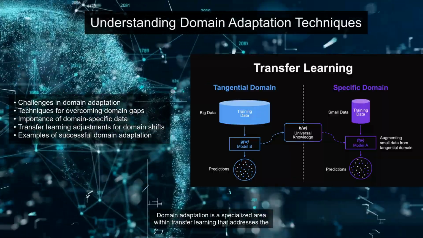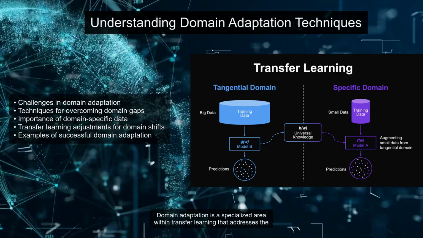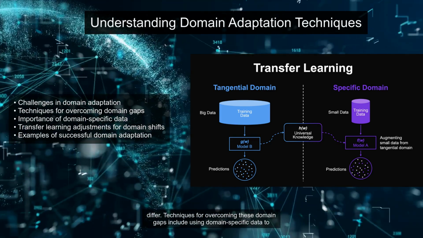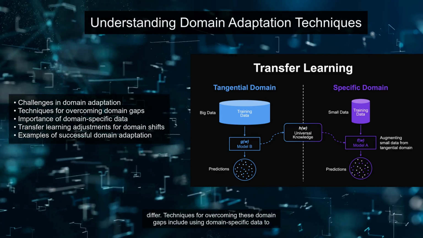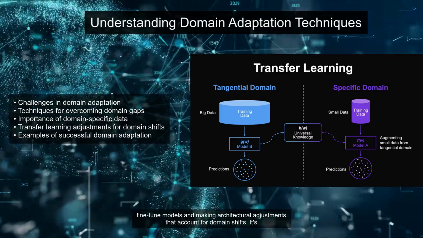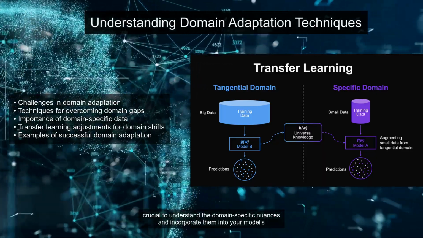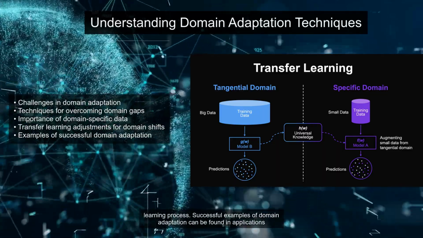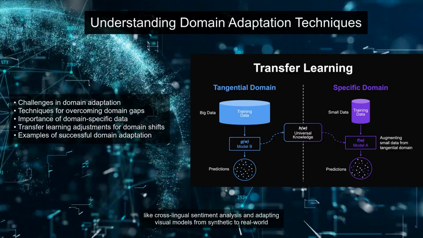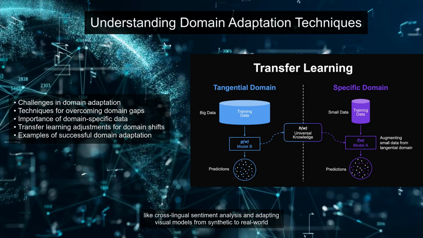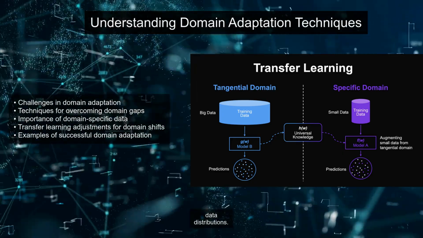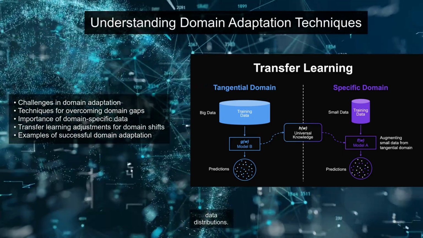Domain adaptation is a specialized area within transfer learning that addresses the challenges posed by domain shifts, where the source and target data distributions differ. Techniques for overcoming these domain gaps include using domain-specific data to fine-tune models and making architectural adjustments that account for domain shifts. It's crucial to understand the domain-specific nuances and incorporate them into your model's learning process. Successful examples of domain adaptation can be found in applications like cross-lingual sentiment analysis and adapting visual models from synthetic to real-world images. These techniques enable models to maintain high performance despite variations in data distributions.